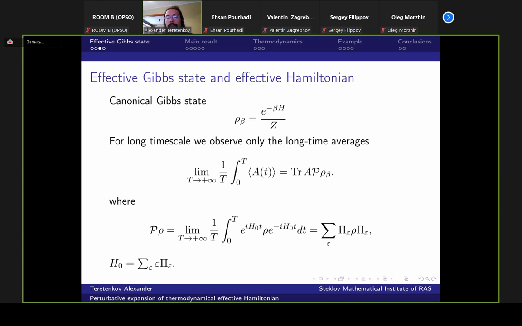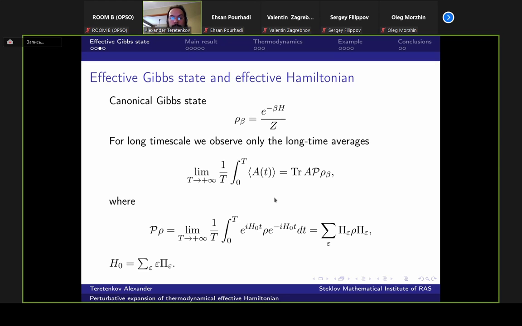And I will consider the equilibrium thermodynamics for such observables. And the equilibrium thermodynamics is described by canonical Gibbs states. It is just the usual canonical Gibbs state, but on these long time scales I assume that I observe only long time averages. Long time in the sense I said already. So this leads to the fact that we actually do not observe the canonical Gibbs states in all details, but we have some effective Gibbs states obtained by applying to these Gibbs states a projector of averaging with respect to free evolution.